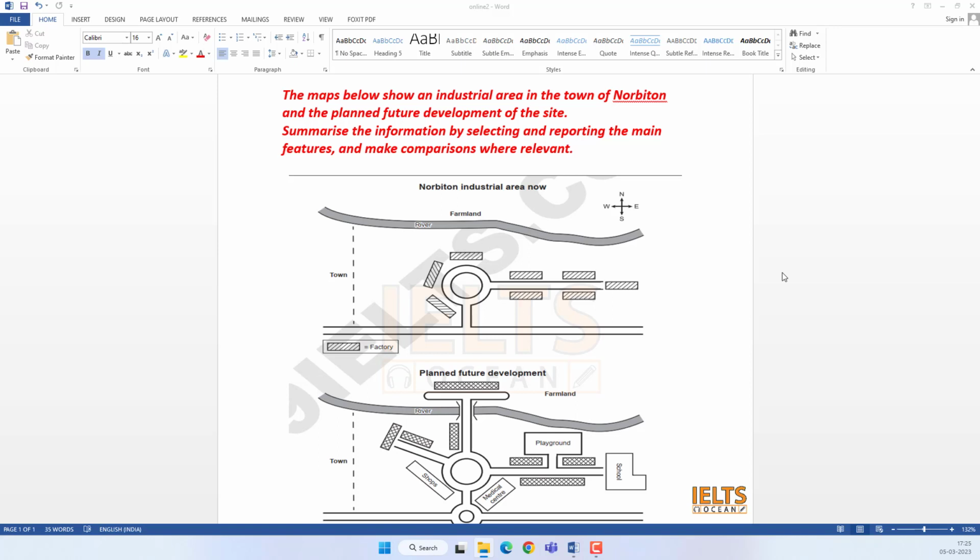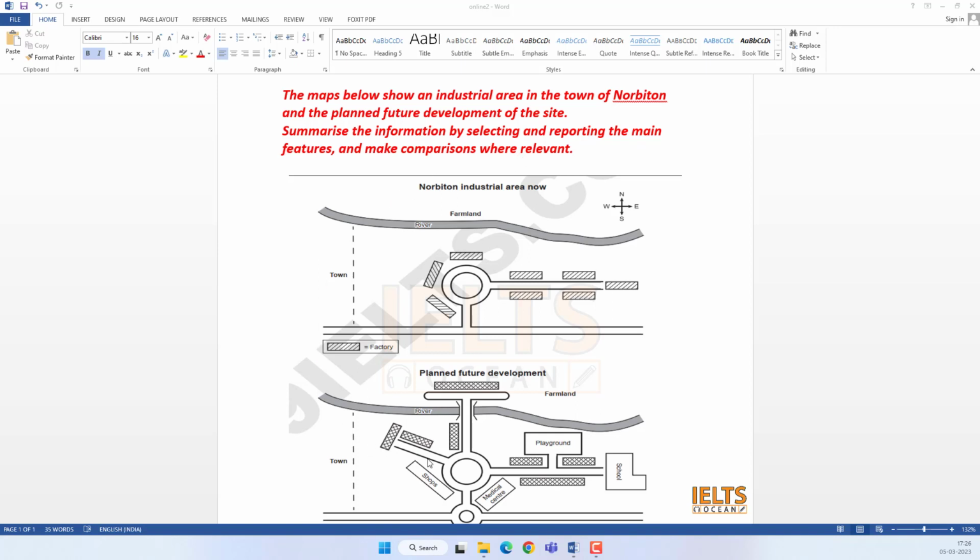In today's video, we are going to talk about IELTS Writing Task 1 Academic, and we will specifically talk about maps. So we have got this question from IELTS Cambridge 17. First of all, you have to read the question thoroughly. The maps below show an industrial area in the town of Norbiton and the planned future development of the site. Summarize the information by selecting and reporting the main features and the comparisons where relevant.